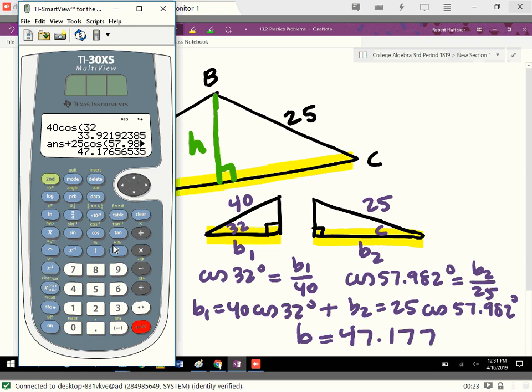And that is a dry run of the quiz. If you understood how to do these problems, you will understand how to do the questions on the quiz.